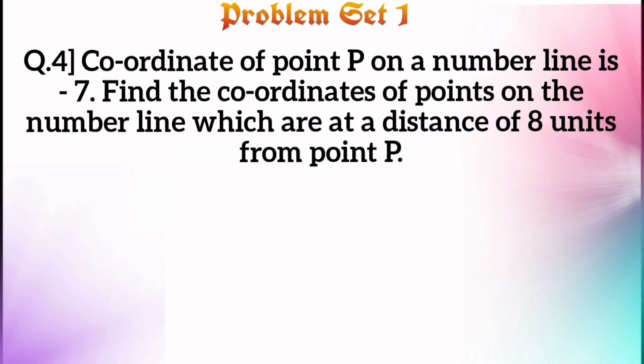Coordinate of point P on a number line is -7. Find the coordinates of points on a number line which are at a distance of 8 units from point P.